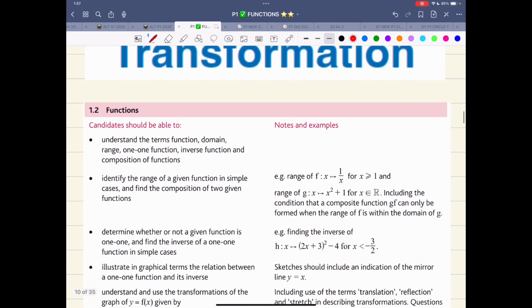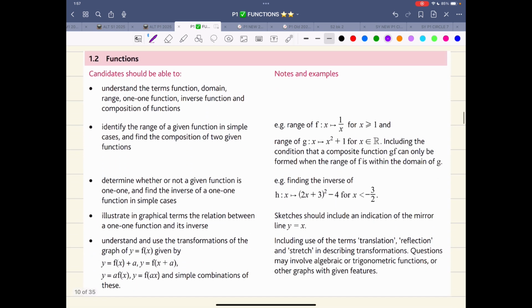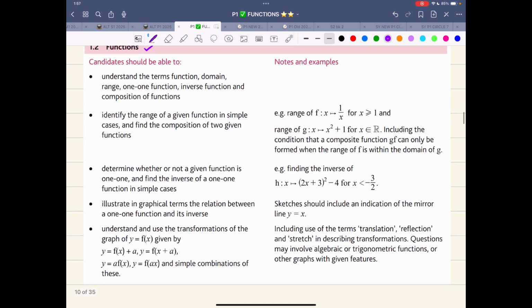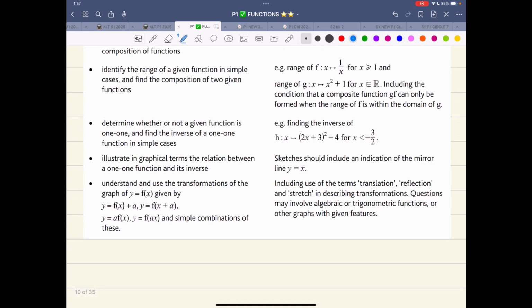So all good, all clear from stretch. Now it's time that we can start with the transformation past paper questions. Transformation belongs to the functions category. The last statement is about transformation. Let me highlight it for you. Understand and use the transformation of the graph of y is equals to f(x) given by y is equals to f(x) plus a, y is equals to f of bracket x plus a, y is equals to a of f(x), y is equals to f of ax, and a simple combination of these. Which one did the examiner miss out? These two are translation. This is vertical translation and this is horizontal translation. This is stretch along y-axis. This is stretch along x-axis.